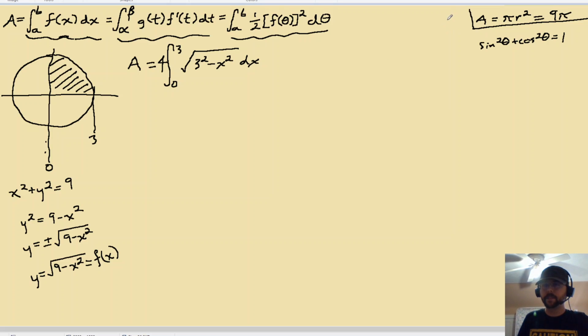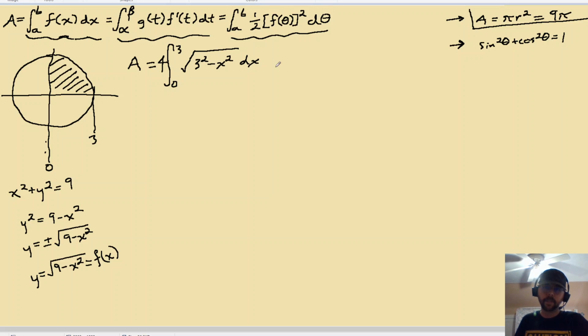I didn't go over this. I wrote this up here earlier because this is what you might have memorized as a formula for the area of a circle. Area equals pi r squared. And since for all of these illustrations I'm going to have set r equal to 3, 3 squared is 9. So 9 pi is our area for our circle. We can use that to check the integration process. This sine squared theta plus cosine squared theta is actually what we're going to use right now to solve this particular integral. You cannot solve this integral by u substitution. You cannot solve it by integration by parts. You can solve this integral by trig substitution.